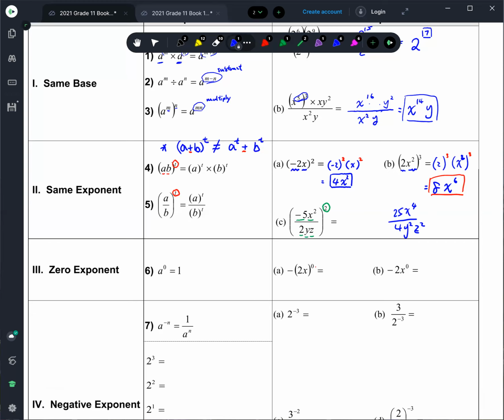So that's the first two groups: one that has the same base, the other one has the same exponents. That you can share. Just remember, you can only share if it's multiply and divide on the inside. Next one is the zero exponent. When you have a base to the exponent of 0, it will equal 1. But remember, the base cannot equal 0.